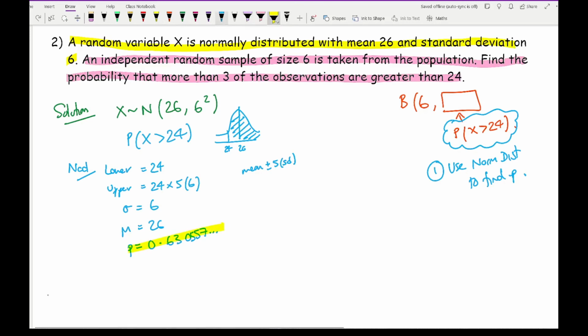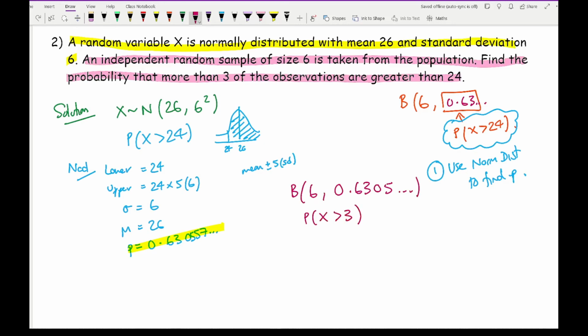So in my binomial distribution, I know that this answer here is going to be 0.63 with a few decimal places. Then, setting up the binomial parameters, I've got 6 and I've got 0.6305, or whatever you want to round that to. And what I'm wanting to work out is the probability that x is greater than 3.